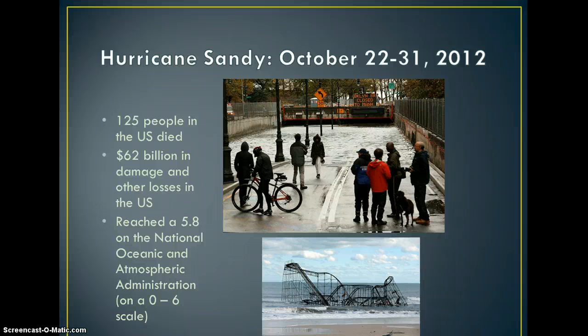So, Hurricane Sandy happened on October 29th through October 31st, 2012. There were 125 people in the U.S. who died from Hurricane Sandy. There was 62 billion in damage and other losses in the U.S. It damaged 72,000 homes and businesses in New Jersey. It reached a 5.8 on the National Oceanic and Atmospheric Administration scale, which is on a 0 to 6 scale.